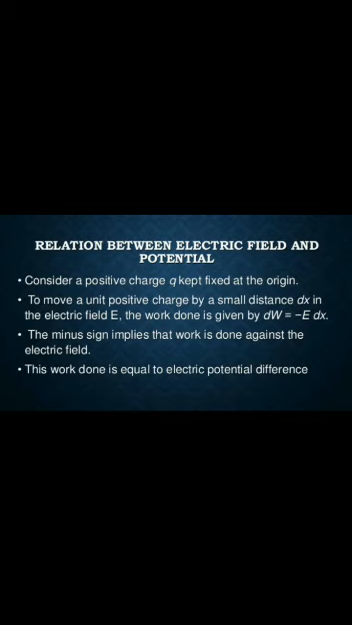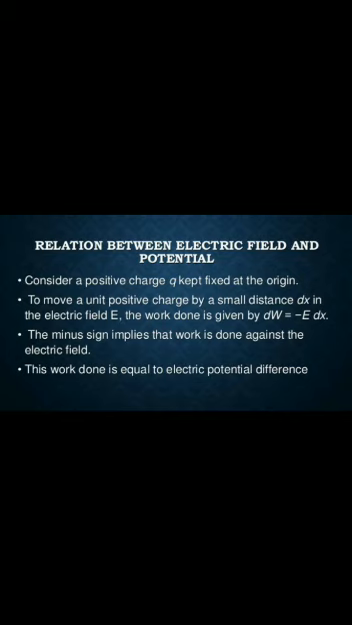To move a charge in the electric field, the general formula for work done is force into displacement. Here, the small amount of work done dW to move a unit positive charge through a distance dx is given by dW = −E·dx, where the force applied should be equal and opposite to the electric field. That is the reason that in the formula W = F dx, F is replaced by −E. So my formula for dW is −E·dx. The minus sign implies that the work is done against the electric field.